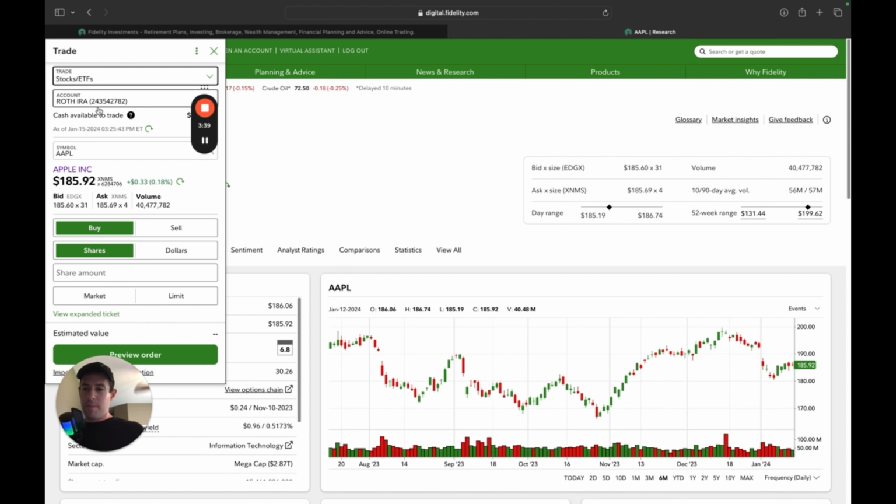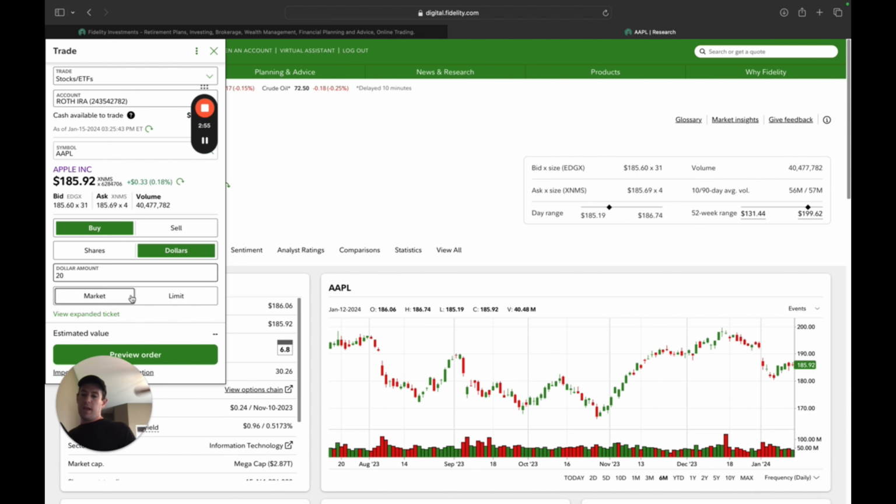So I brought up Google. You can go to your Roth IRA or your individual account. Right now I'm just going to go to my Roth IRA, and then you search a symbol. This is going to be Apple. I'm not buying Apple right now, I'm just showing you how to buy. You can sell, you can buy shares or dollars. Shares is basically the amount of investment you want to have in a company. So one share of Apple is 185.92, or you can buy dollars. Say if you want to just buy $20 worth, you can also do that.